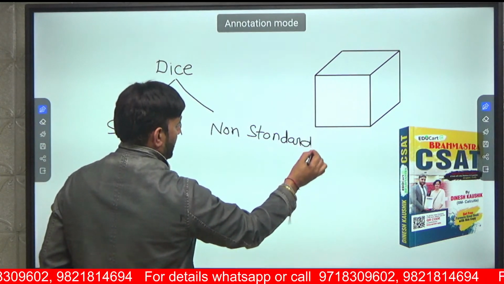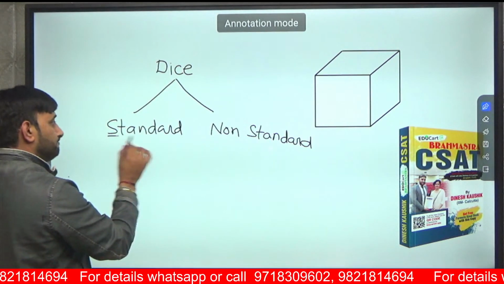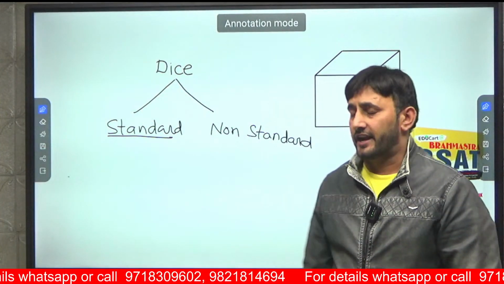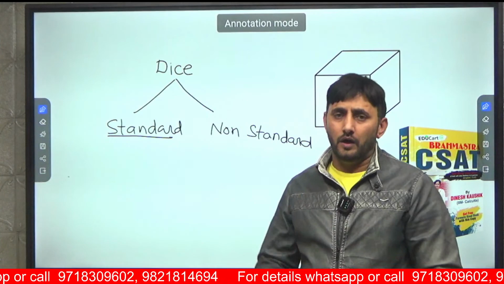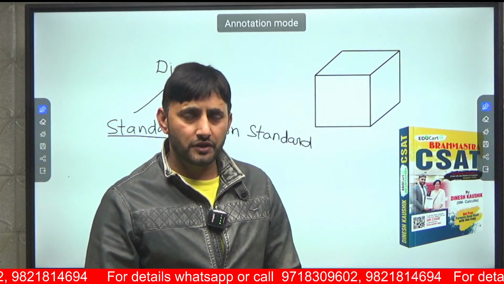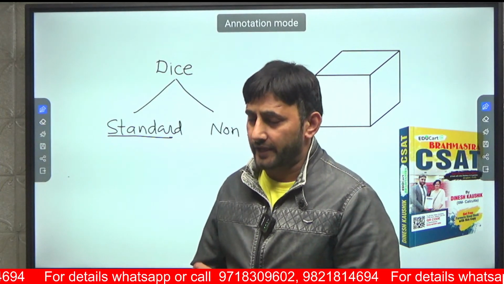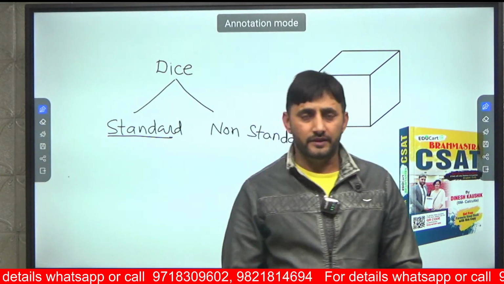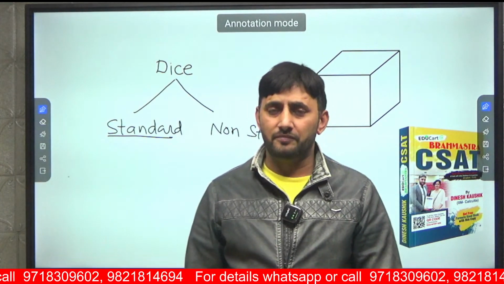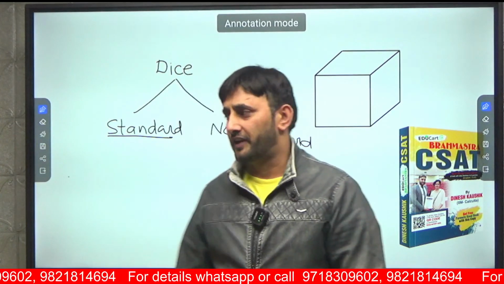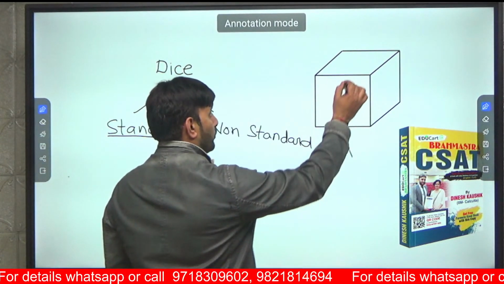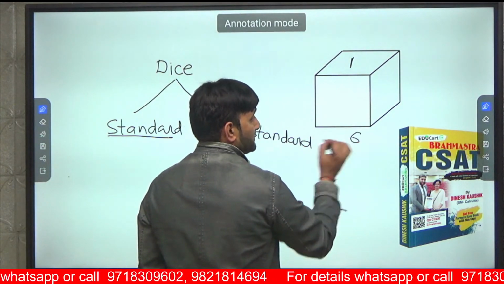Can anyone tell me what is a standard die? Start writing. If the sum of the numbers on the opposite faces of a die is 7, then it is called a standard die. So suppose 1 is at the top, then bottom will be 6.